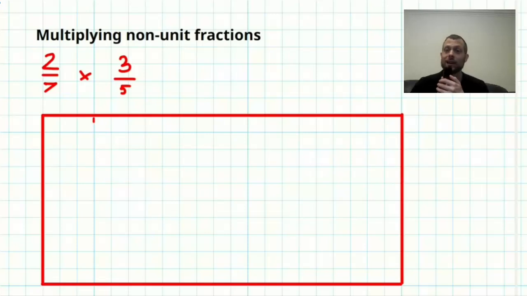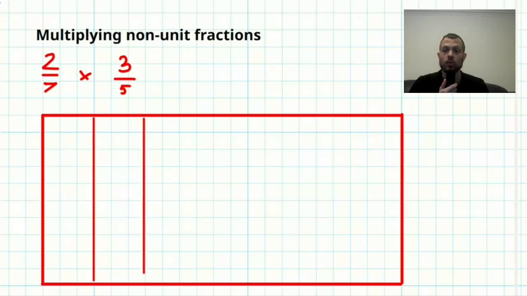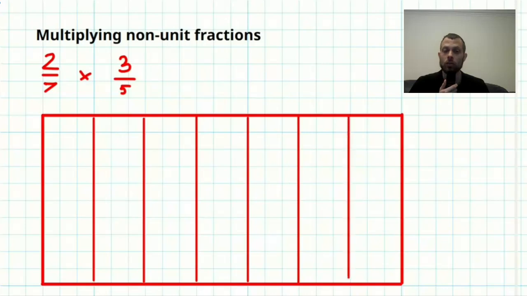Here's the hardest type of multiplying fractions that we'll get to in this video. So here we have fractions where the top number is not a 1. If that was 1/7 and 1/5, we would call those unit fractions. They're not, so we'll call them non-unit fractions. So we're going to start with this big rectangle, and first of all get our 2/7. So 7 equal parts, and we'll take 2 of those parts, and that is 2/7.